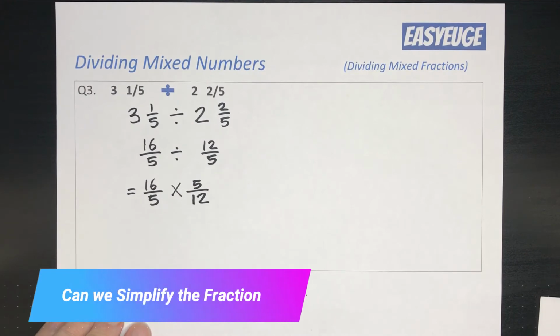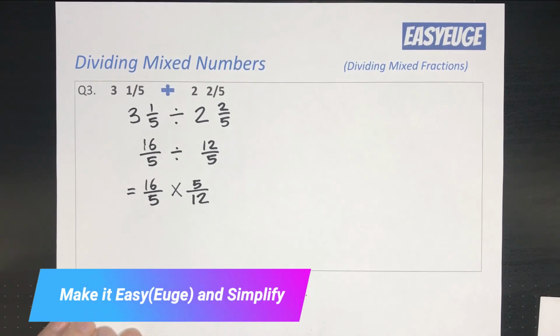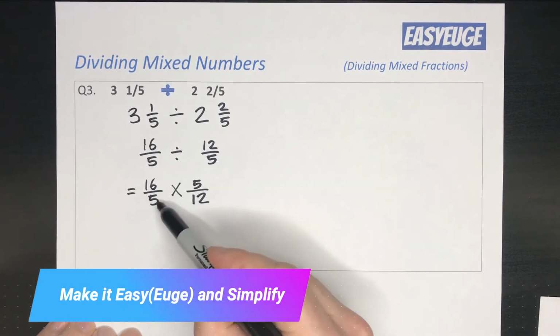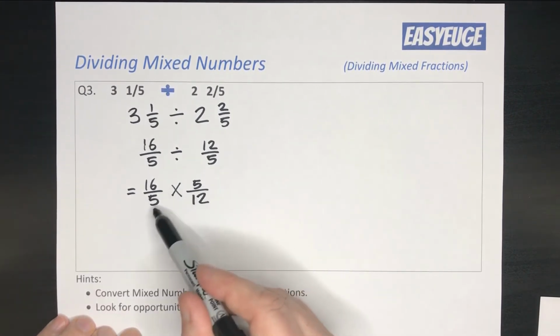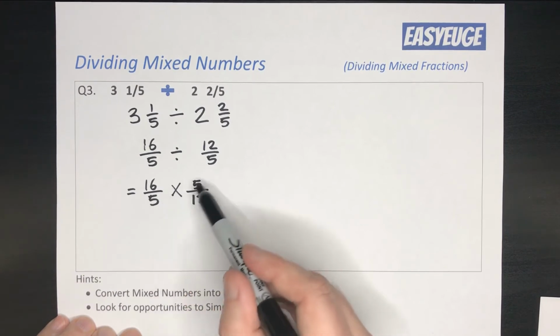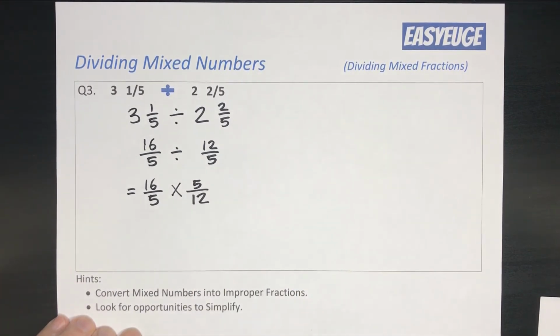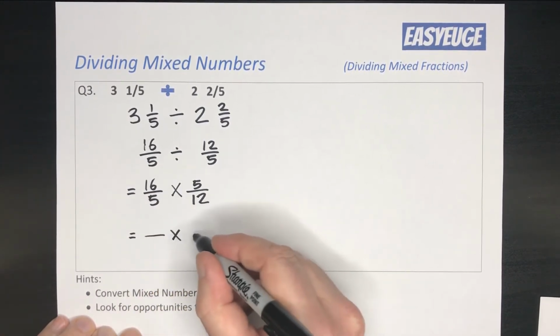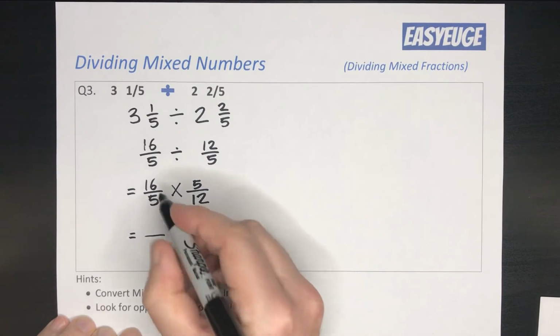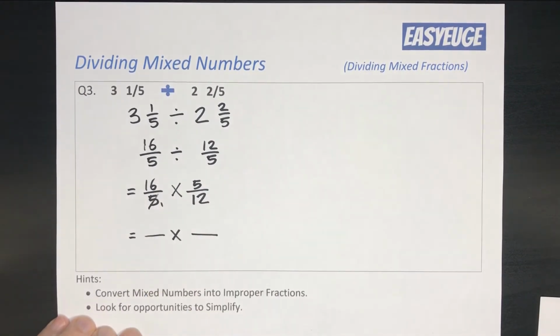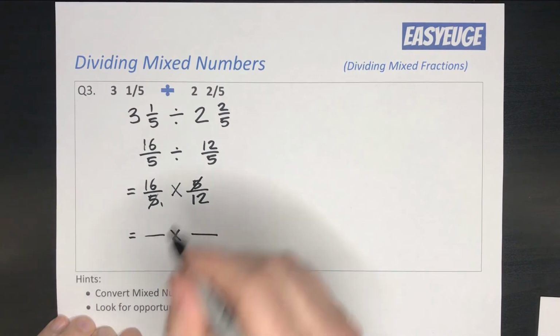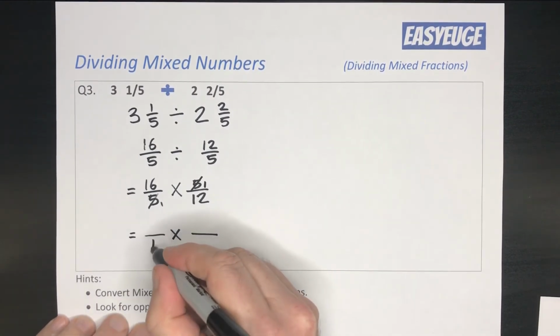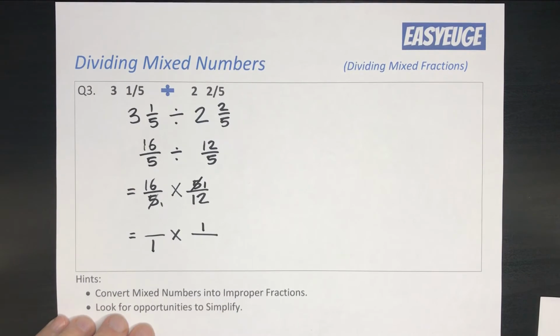Now before we go straight ahead and multiply the two top numbers and multiply the two bottom numbers, let's look for opportunities to simplify the fractions. Let's start with this 5 and this 5 here, these diagonal numbers. What can we do to both numbers to simplify them? Let's divide by 5. Let's divide this 5 by 5 and it becomes a 1. We'll divide this 5 by 5 and it becomes a 1. So we've got a 1 on the bottom and a 1 on the top.